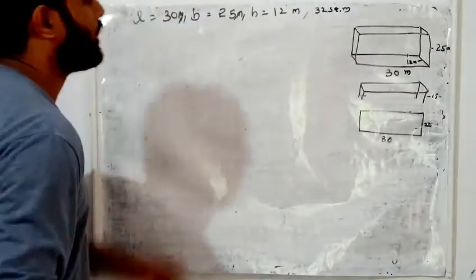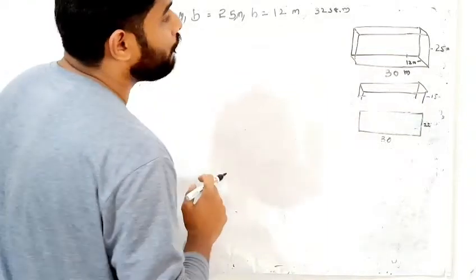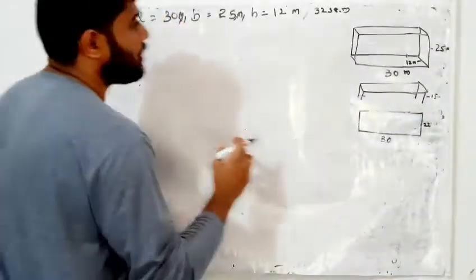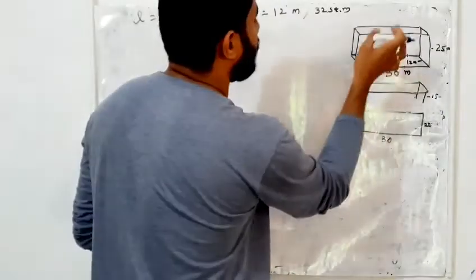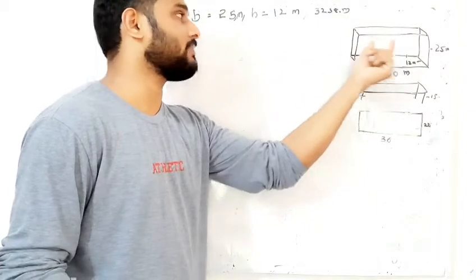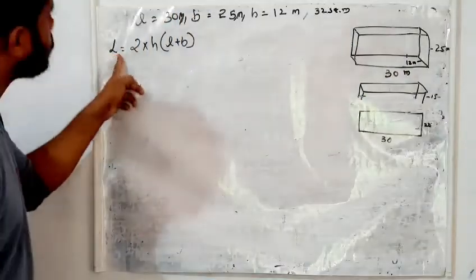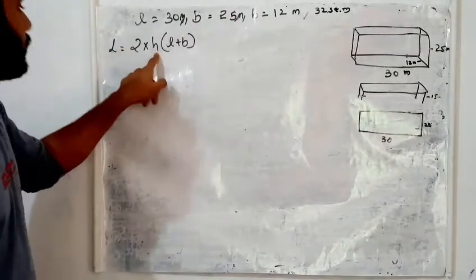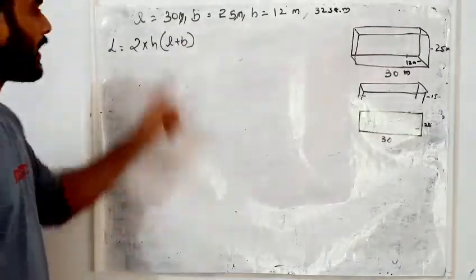So first of all, we can find out the lateral surface area of that swimming pool. That means we are avoiding the top, and we are avoiding the floor. Clear? Lateral surface area of this cuboid. How can we find the lateral surface area of a cuboid? It is equal to 2 into height into length plus breadth.